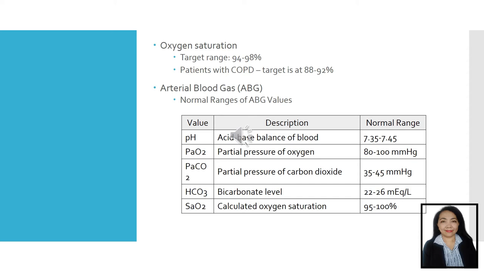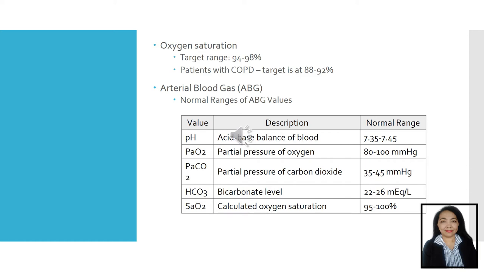94% to 98%. But guys, for patients with chronic respiratory conditions such as your chronic obstructive pulmonary disease or COPD, mas mababa po yung ating normal or yung ating target levels, which is 88% to 92%. I repeat, it's 88% to 92% for our patients with COPD.